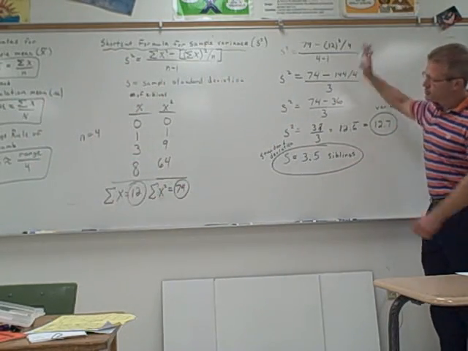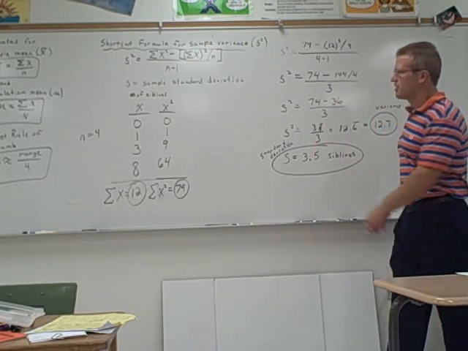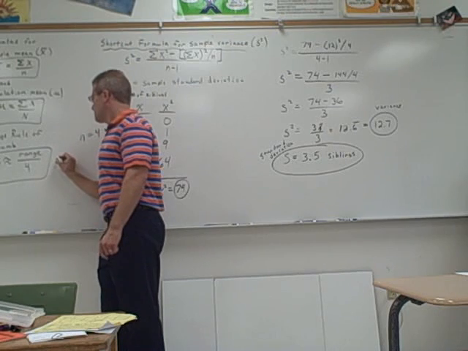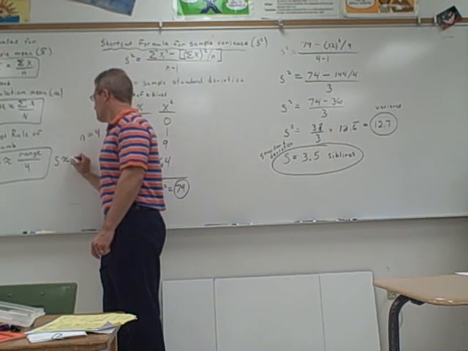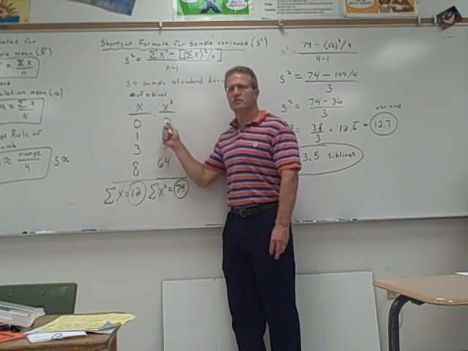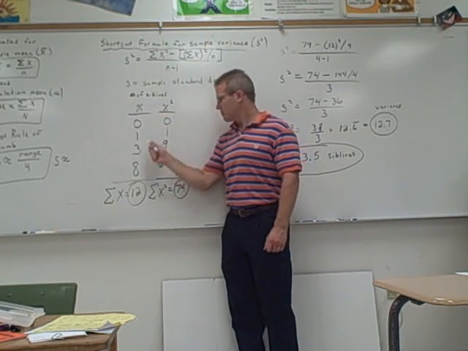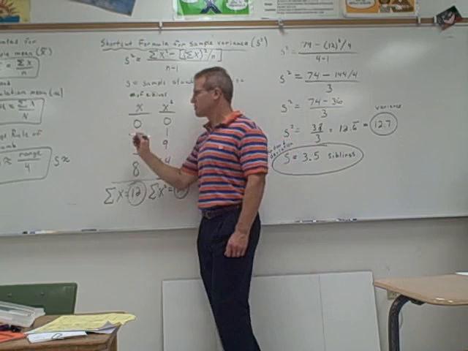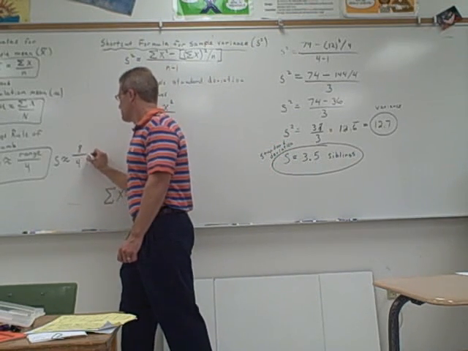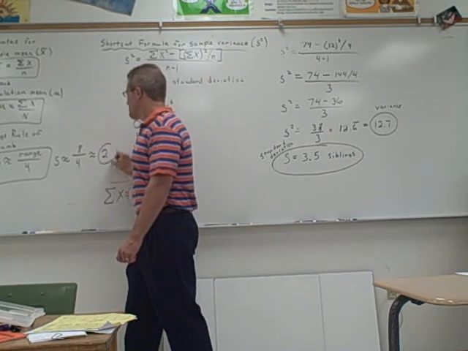Now, what if I didn't want to do all that work? And I said, I didn't really need to know all that. All I wanted was an estimate. If you just wanted a quick estimate, then you use the range rule of thumb. The range. How do you find the range here? 8 minus 0. Yep, the highest value minus the lowest value. So 8 minus 0 would be 8, divided by 4. So that's estimating s to be about 2.